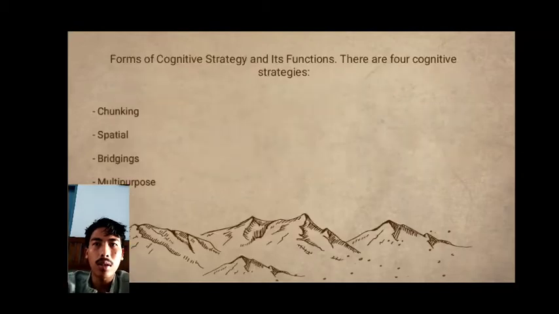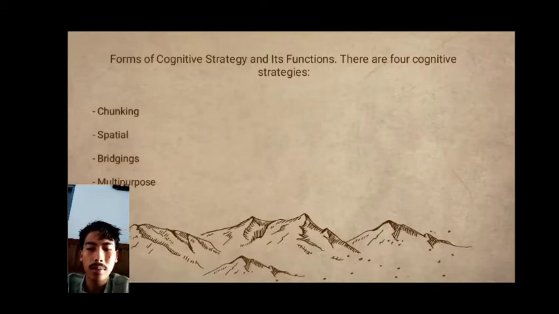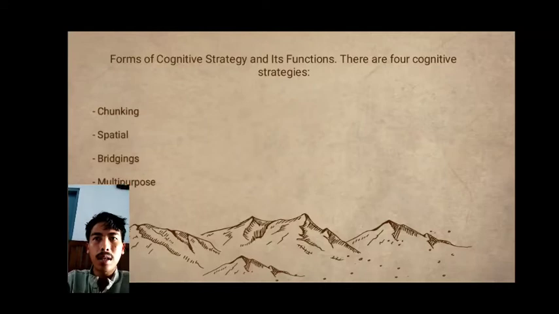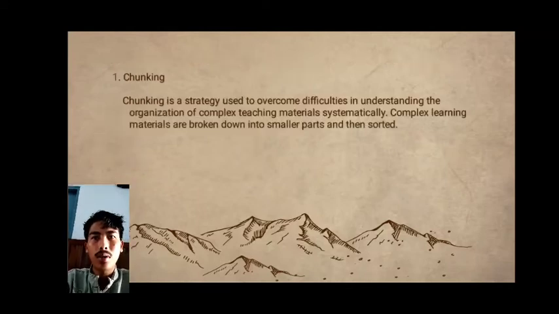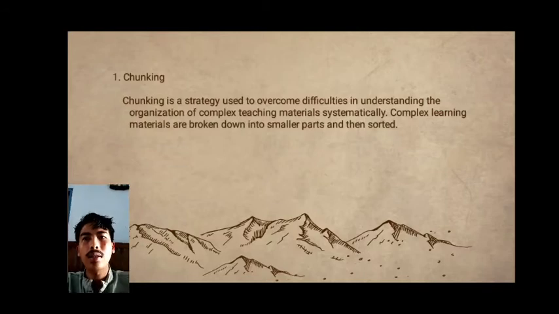There are four cognitive strategies. Number one, chunking. A strategy used to overcome difficulties in understanding the organization of complex teaching materials systematically. Complex learning materials are broken down into smaller parts and then sorted.